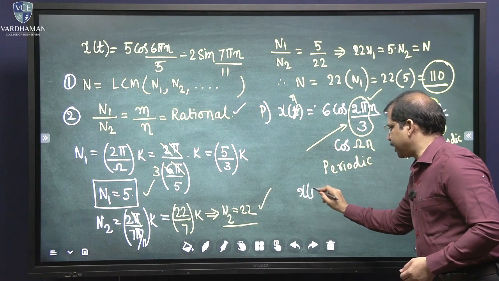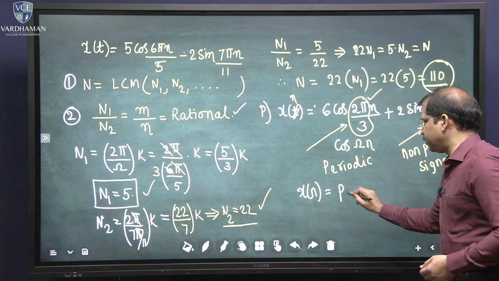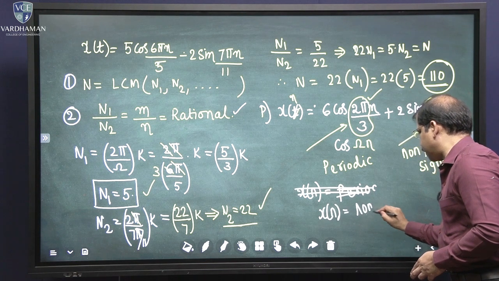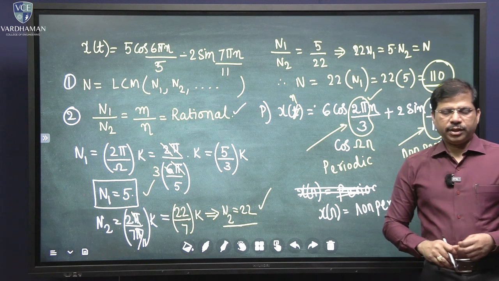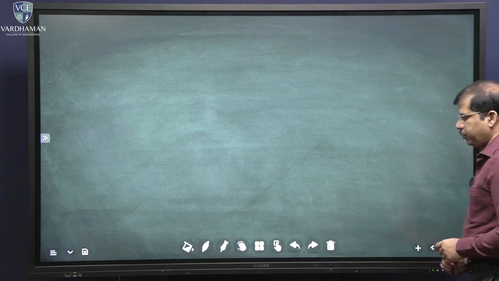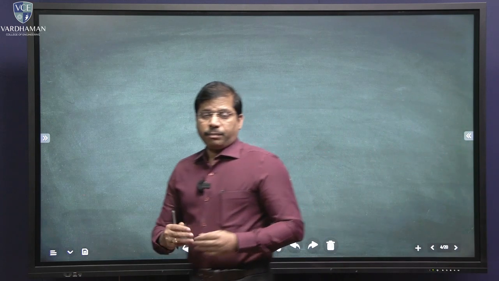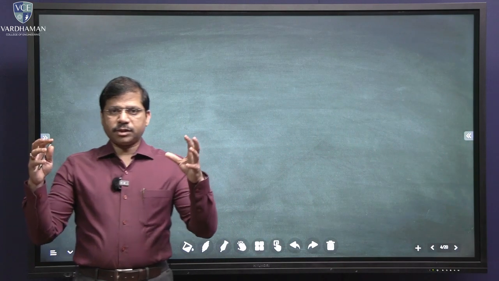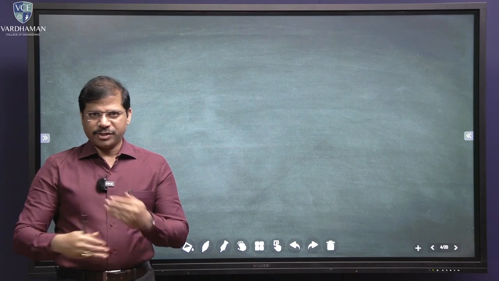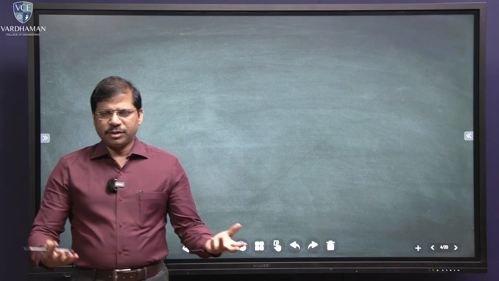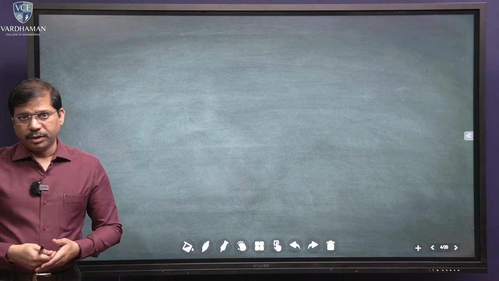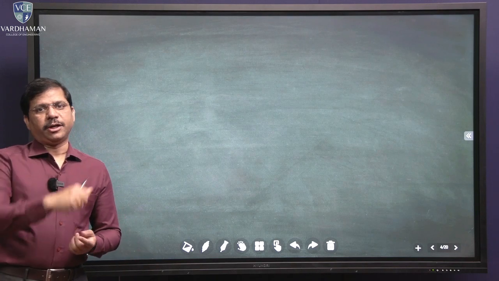So therefore this resultant x of n is a non-periodic signal. Okay, x of n is a non-periodic signal. So that's how you can visualize all these things. But this category of signals is valid in the case of sinusoidal signals. Otherwise, there are some signals which are not sinusoidal in nature, however, still they are periodic signals.